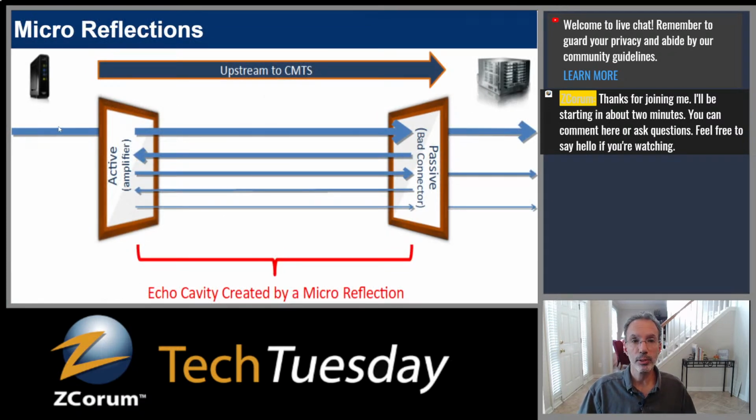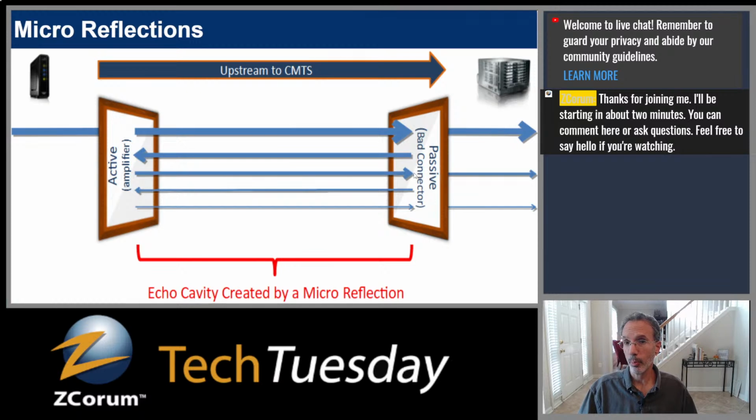Here's just an example: you've got your cable modem, and it needs to communicate back upstream to the CMTS. As it does that, maybe it passes through an active like an amplifier, and it hits a passive device of some kind. Maybe there's a bad, corroded connector on there. That creates a microreflection, and most of that signal gets through, but part of it reflects back, hits that active, which is not supposed to let it through in this direction, and then that reflection reflects right on back again toward the CMTS.